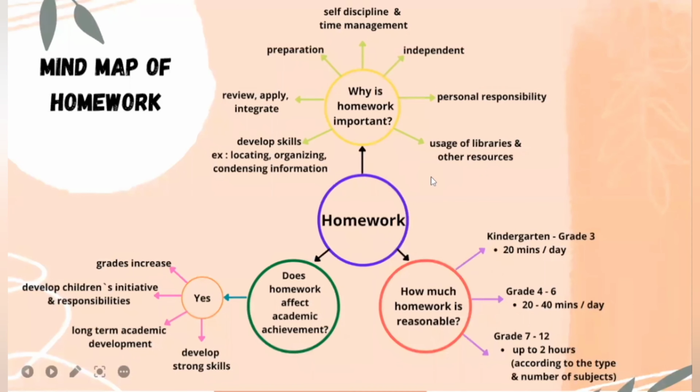Next, moving on to the mind map that I've made based on the article. As you can see here, the central idea is in the middle, which is homework. And the main ideas are why is homework important, does homework affect academic achievement, and how much homework is reasonable. They are around the central idea, and the child branches are the supporting details.